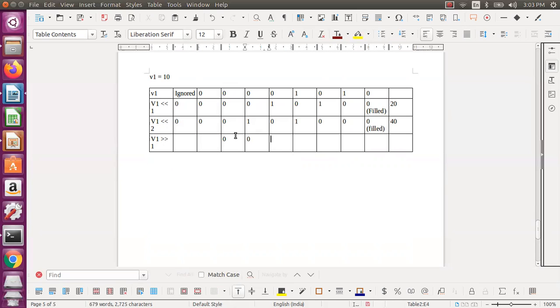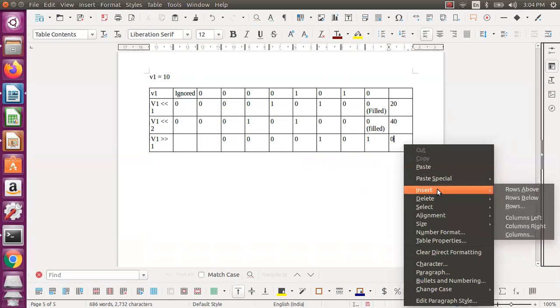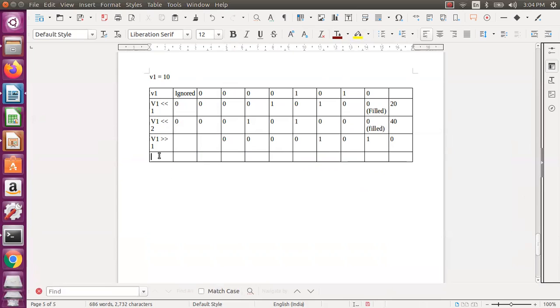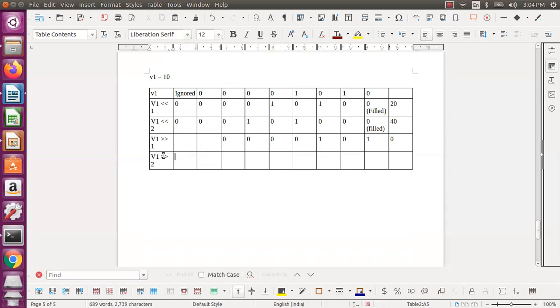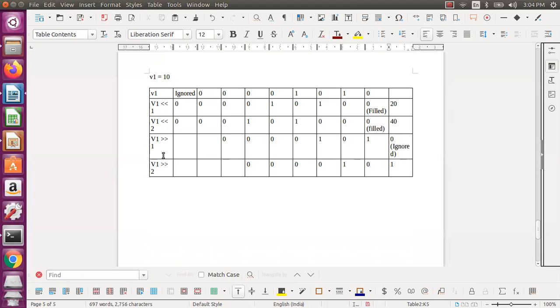So for v1, here 0 and this also 0, now 1, this one will be 0, this one will be 1, this one will be 0 actually. So this is whatever the v right shift. If you take this value, it has become 10. Now let us assume I take v1 right shift 2. If you take this one, this particular 0 0 0 and this also 0, this 1 0 and then this 1 actually, which is ignored, because it will be out of that 8 bits actually.